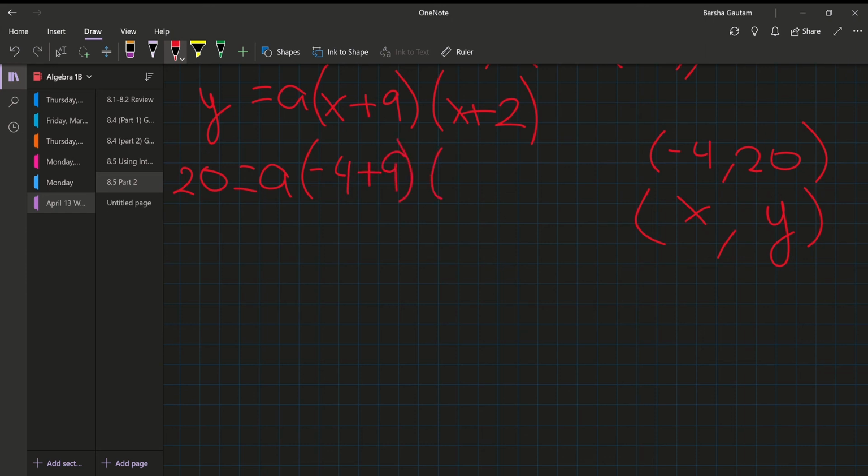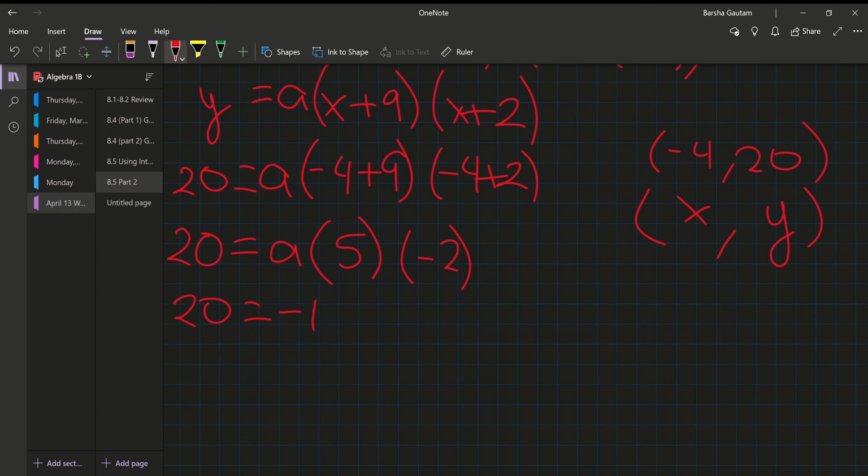We know this point is on the graph, which is why we're able to do this. And by doing this, we can figure out what our a is. Now we're just going to simplify. -4 plus 9 is 5. -4 plus 2 is -2. And now we're left with a times 5 times -2. 5 times -2 is -10, and times a.